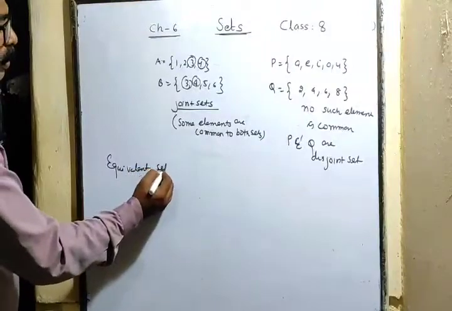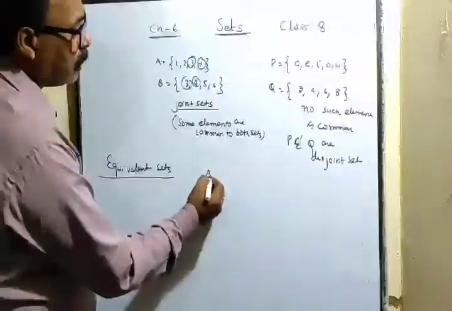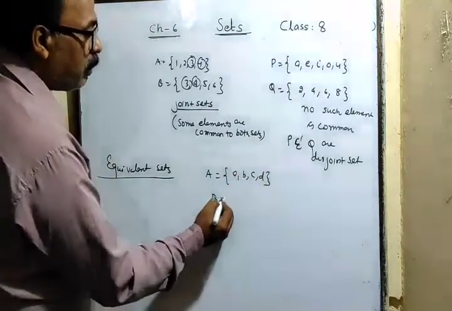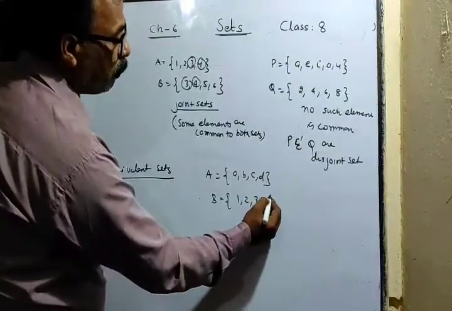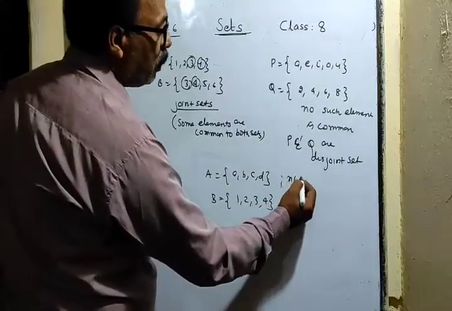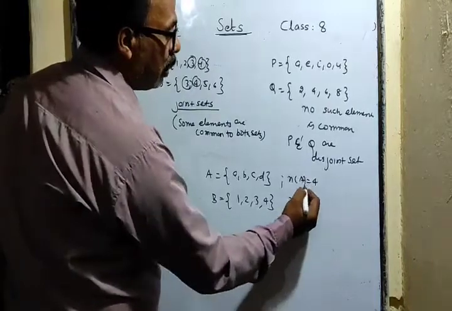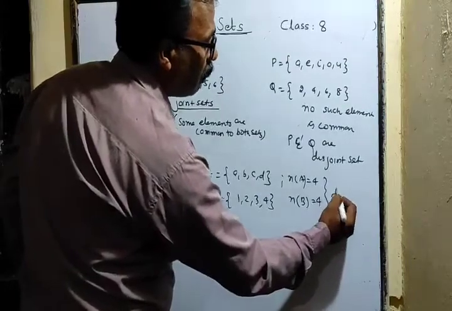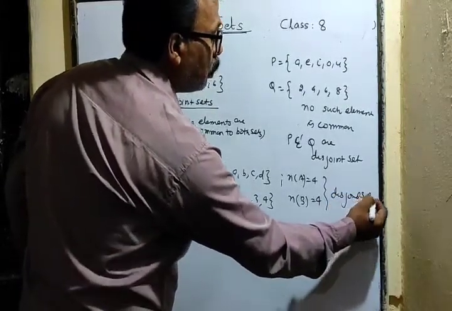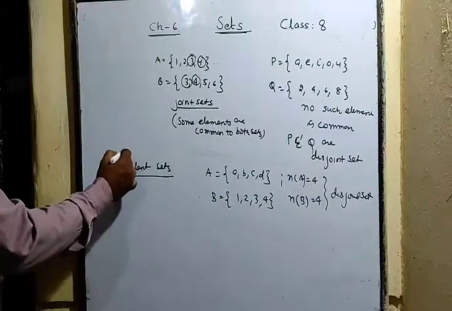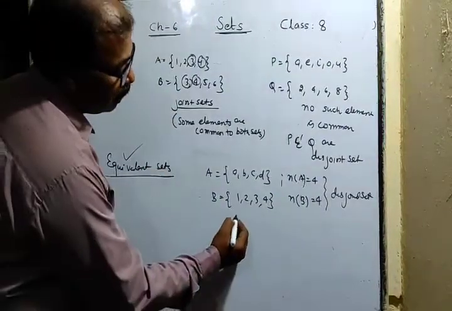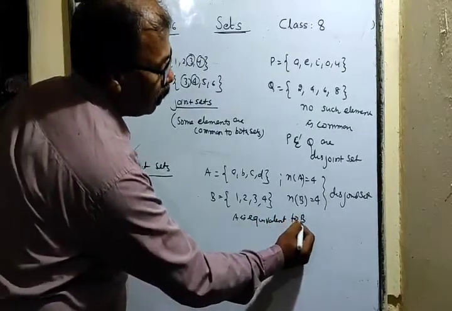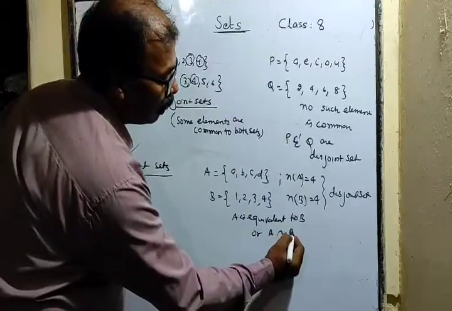Now we'll come to the next case, that is, equivalent sets. Again we are going to compare the sets. Consider set A given as {a, b, c, d} and set B given as {1, 2, 3, 4}. Here the cardinal number of A is 4 and the cardinal number of B is also 4. But we find they are an example of disjoint sets. Since their cardinal number is the same, such types of sets are called equivalent sets, and we say that A is equivalent to B.